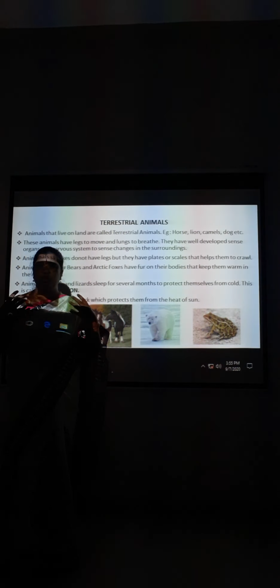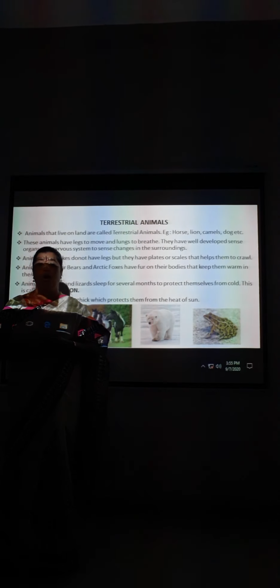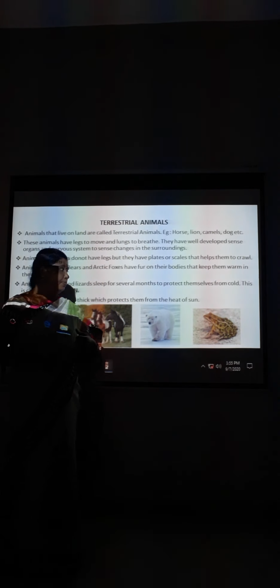So, their fur is so thick. Bushy fur they would be having on the body. So, that fur will keep them warm. Even though they are living in such a cold climate, their body will be warm.